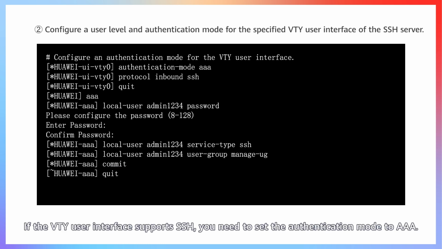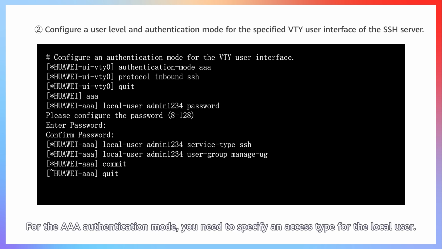If the VTY user interface supports SSH, you need to set the authentication mode to AAA. For the AAA authentication mode, you need to specify an access type for the local user.